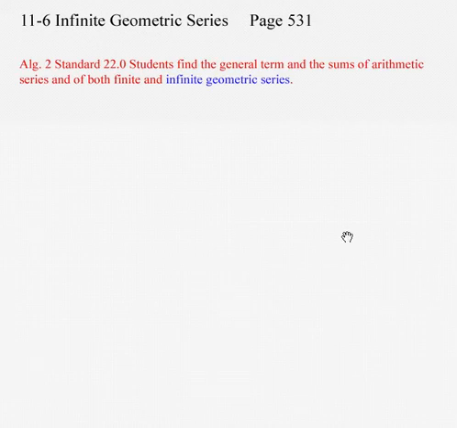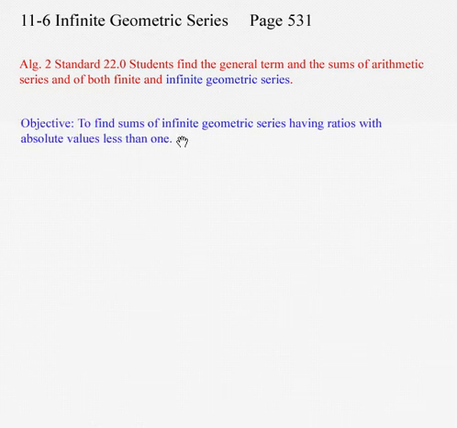In section 6, we want to find the sum of an infinite number of terms in a geometric series. This is finishing off State Standard 22 and finding the sum of the infinite geometric series that we have in blue there. So that's our objective, find sums of infinite geometric series, but this can only work for certain kinds of common ratios. And that's the case where the absolute value of that common ratio is less than 1.